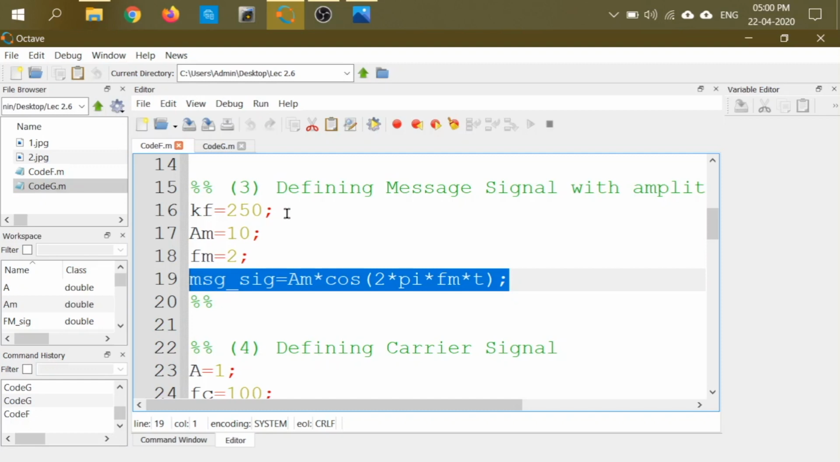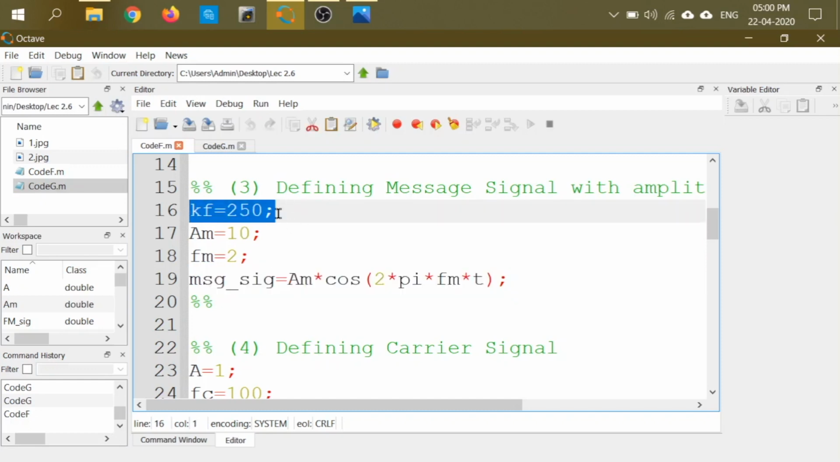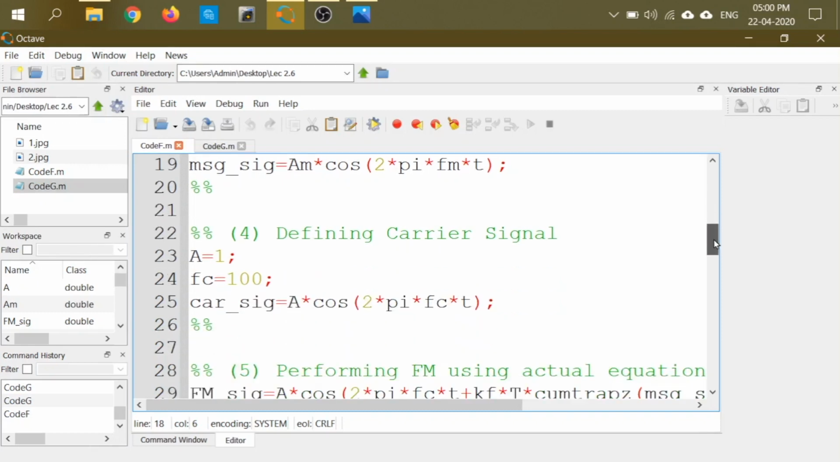And in this section only you have also defined the value of KF, right? So KF into m(t), that is am here. KF into am will be the product used for designating whether the signal is NBFM or WBFM, and in this particular case you can see it's WBFM because 250 into 10, which is 2500, is very great as compared to 1. So now the message signal is defined.